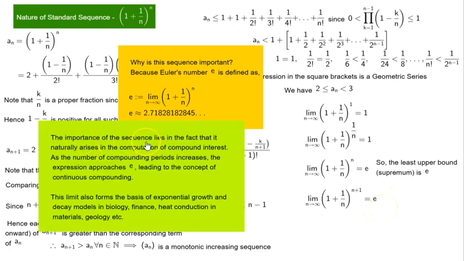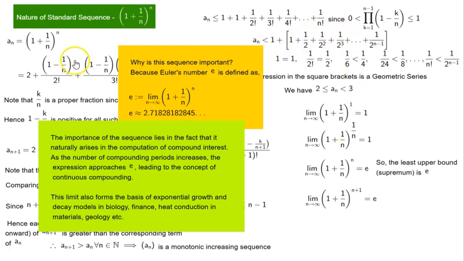The importance of the sequence lies in the fact that it naturally arises in the computation of compound interest. As the number of compounding periods increases, the expression approaches e, leading to the concept of continuous compounding. This limit also forms the basis of exponential growth and decay models in biology, finance, heat conduction in materials, geology, etc. This is very, very important.